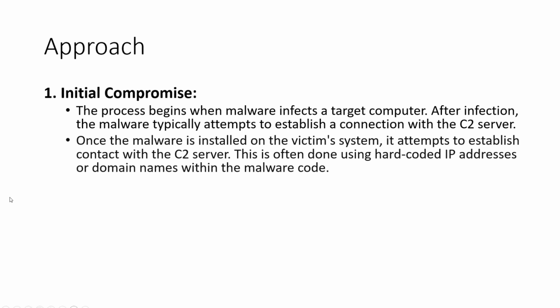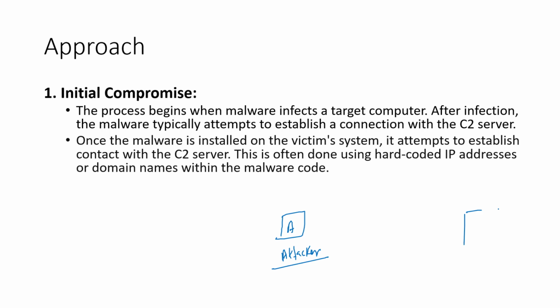So let's understand the process by which this entire activity works. I'm going to discuss the step-by-step process of how the C2 server initiates or establishes connections. The process begins when malware infects a target computer, and after the infection the malware typically attempts to establish a connection with the C2 server. The malware can be a Trojan, which is also used for remote administration. So let's take an example. We have system A, which is the attacker machine.